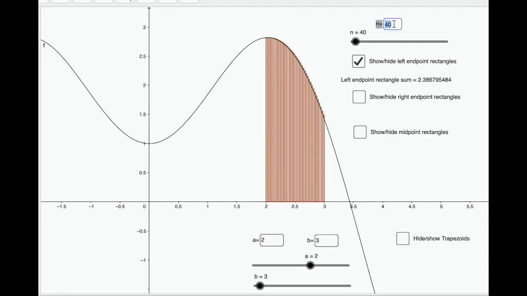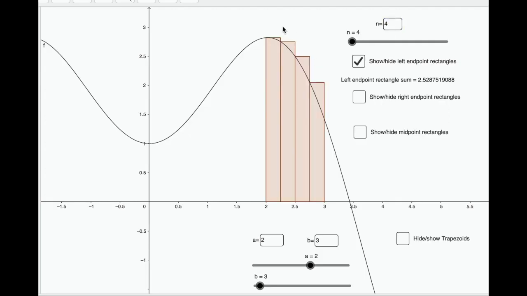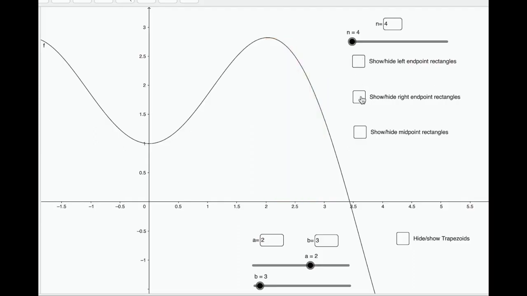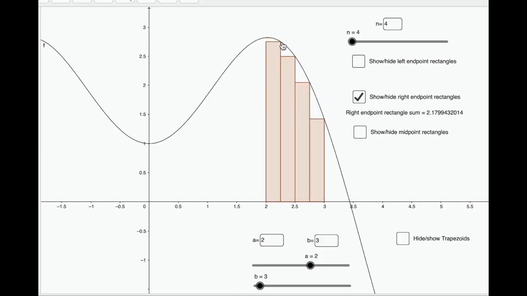Now let's go back to 4 rectangles. So that area above the curve will give us a much bigger error versus the 40 rectangles. Now let's look at right endpoint. So now my rectangles are going to switch, where the height of my rectangles is going to be determined by the right side of the rectangle, and that's where it's going to hit the function. So now the right side of my rectangle hits the function, and so now this is going to show an underestimate because now we have space under the curve that we're not counting.